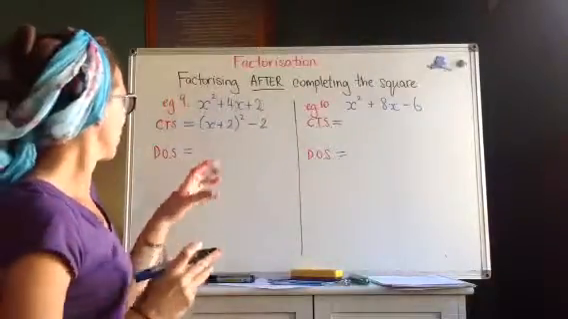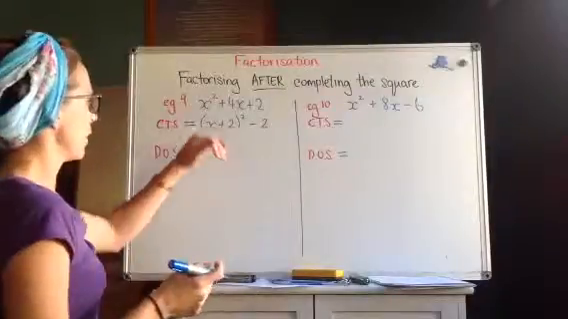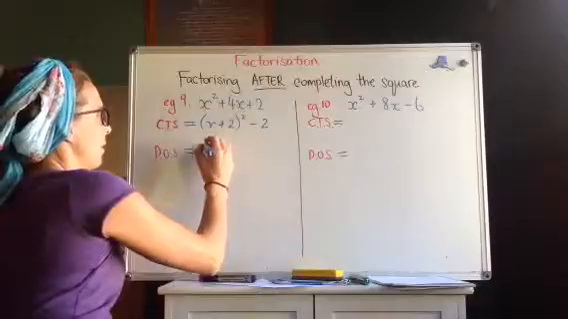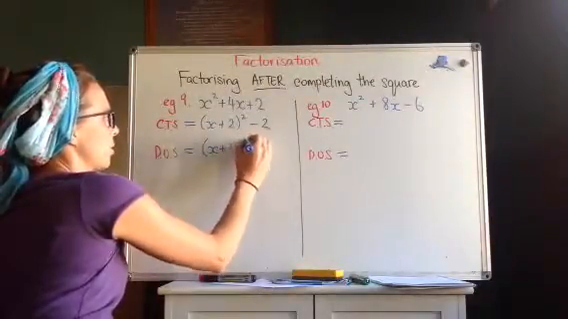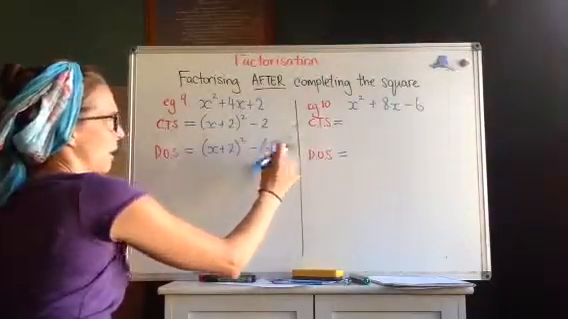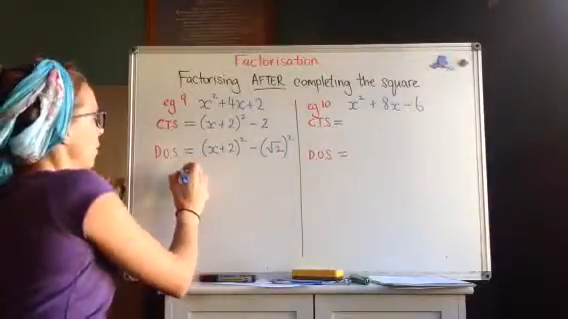Now from there, what we're going to do is use difference of squares. The idea with difference of squares was you had something squared subtract something squared. Now we need to rewrite this as something squared. So x plus 2 squared subtract root 2 squared, because root 2 squared is just 2, so I haven't changed the equivalency.